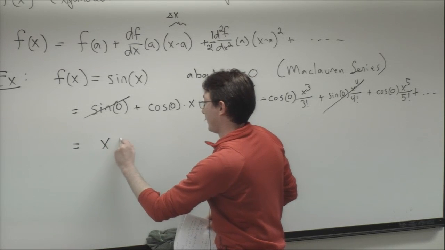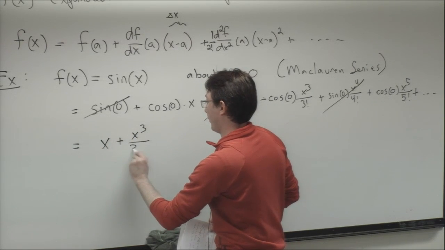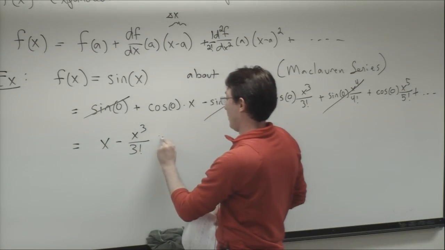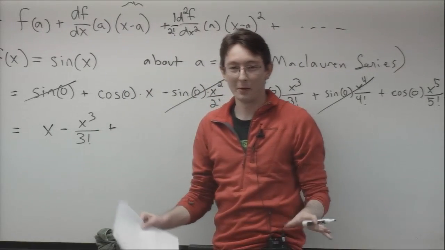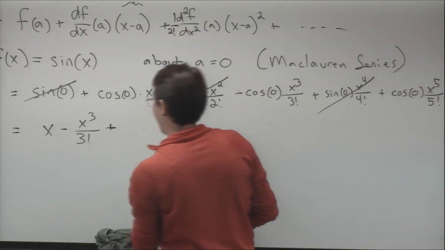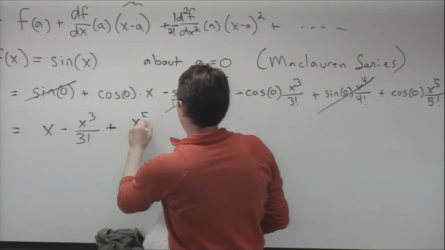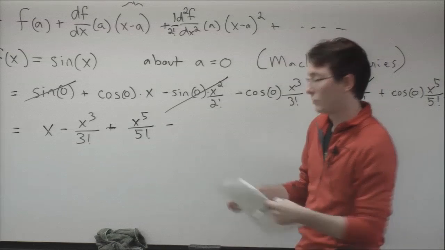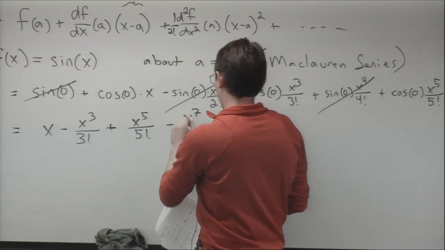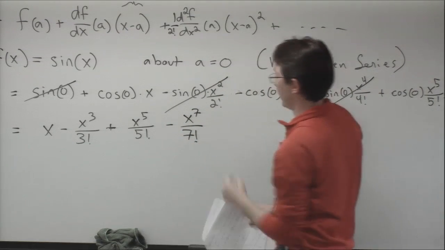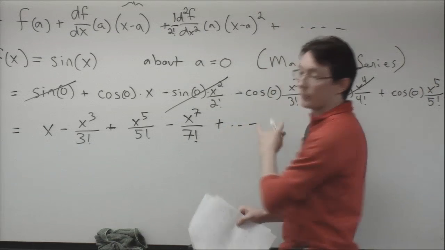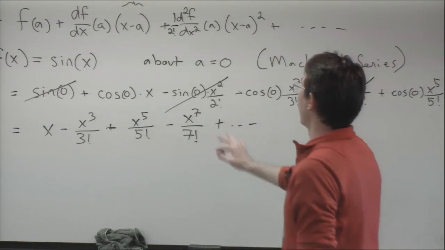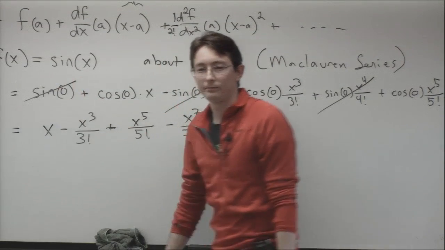So I have x plus x cubed over 3 factorial, minus x cubed plus, good, I'm keeping everyone awake today because I have not had my coffee, plus x to the 5th over 5 factorial. What do you think the next term is going to be? Minus x to the 7th over 7 factorial plus dot, dot, dot, and we can just go on and on forever and ever. Okay? So this is the Taylor series expansion of sine of x.